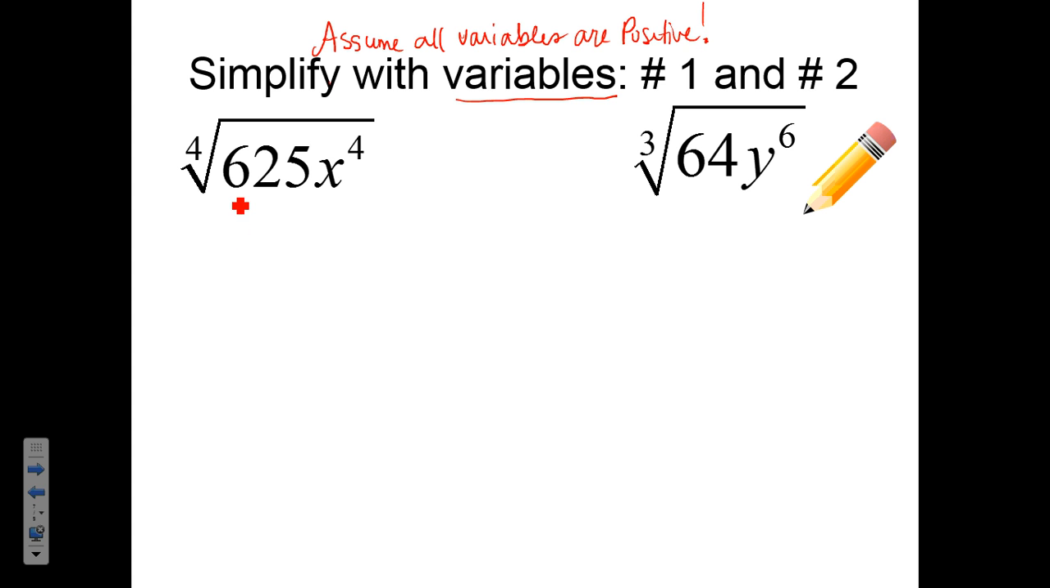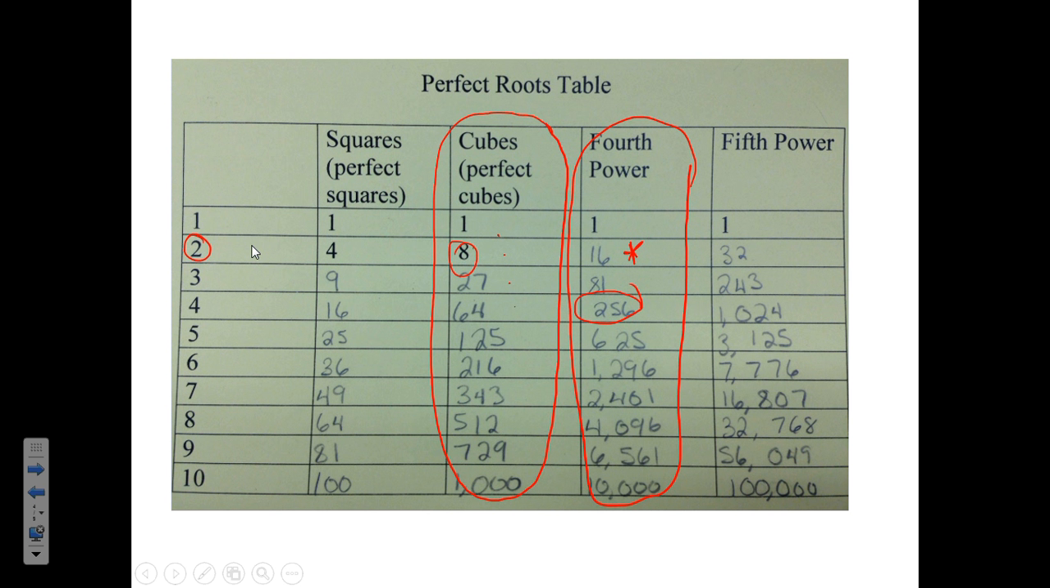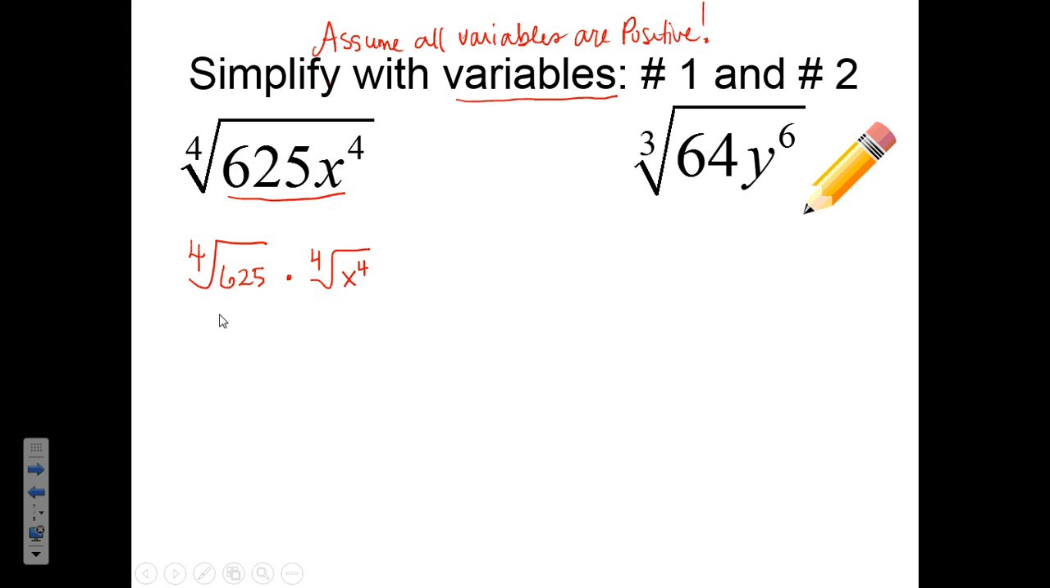So what I do is, because the radicand has more than one thing, I split up the radicand as if I were going to do the numbers like I just did and the variables on their own. All right, so this says the fourth root of 625 times the fourth root of x to the fourth. Now, I want the fourth root of 625, so I go to my sheet and looky there. The fourth root of 625 is a perfect root, and that is 5.